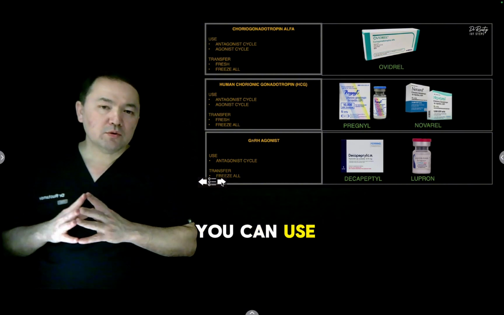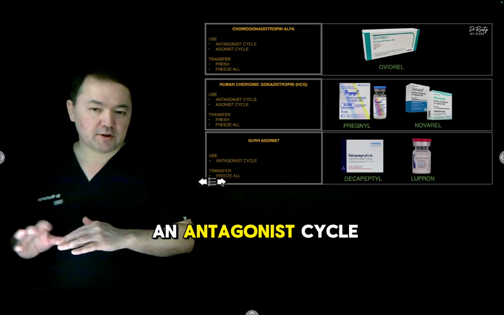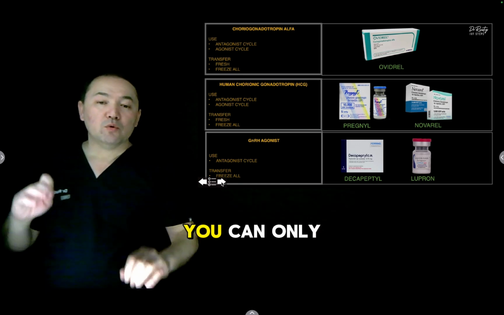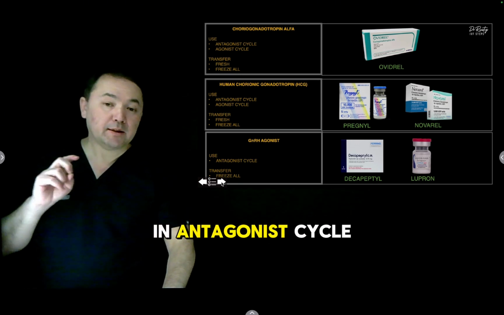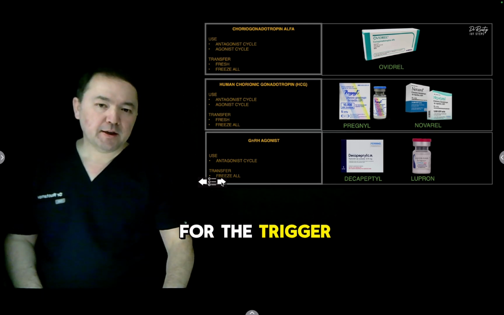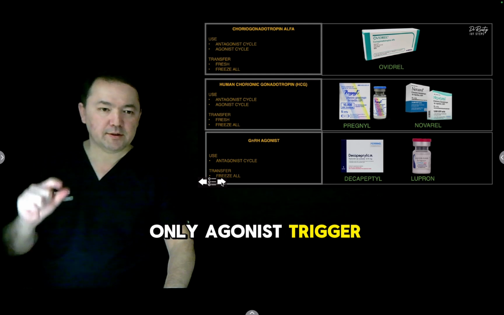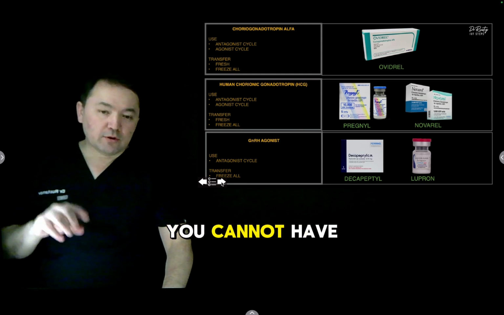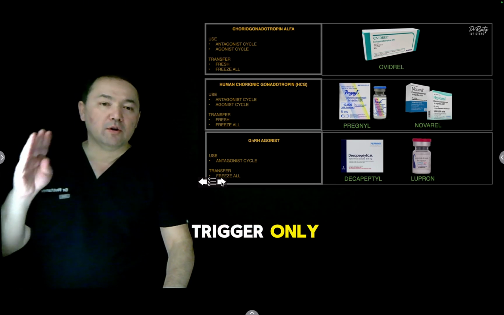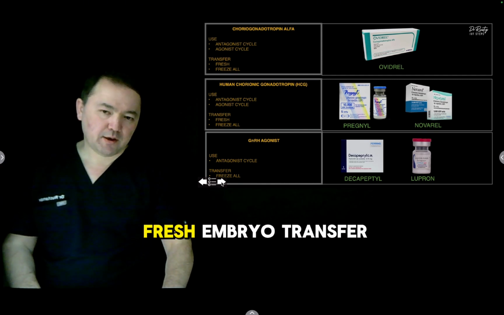Importantly, you can use biological or artificial HCG in your agonist cycle as well as in an antagonist cycle. But an agonist trigger, Decapeptyl or Lupron, you can only use in an antagonist cycle, because in an agonist cycle you already blocked your pituitary using the same drugs. You cannot use the same drug for the trigger. Also, very importantly, if you had only an agonist trigger, Decapeptyl, Lupron or Synarel, you cannot have a fresh embryo transfer. If you had an artificial trigger, mixed or only, or a biological trigger, only or mixed with an agonist trigger, you can do a fresh embryo transfer.